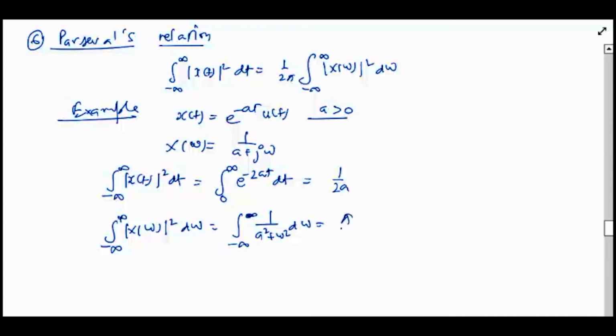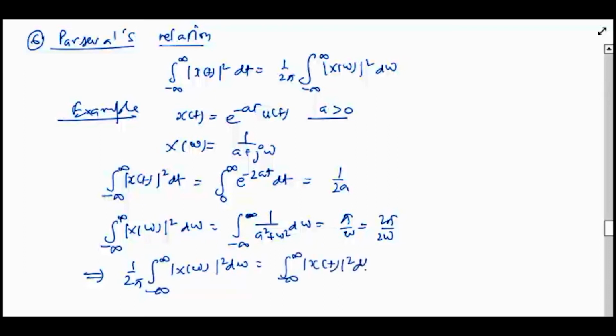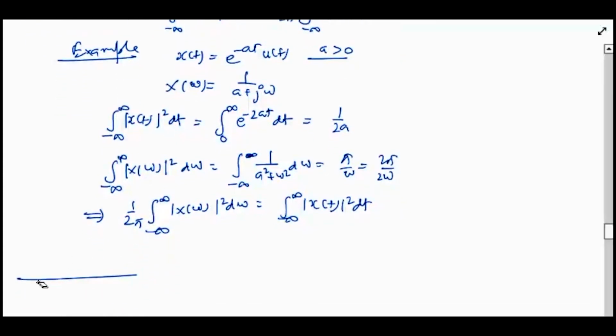This turns out to be pi over omega, or 2 pi over 2 omega. This last equality implies that 1 over 2 pi integral from minus infinity to infinity of |X(omega)| squared d omega is equal to the integral from minus infinity to infinity of |x(t)| squared dt, as claimed by Parseval's relation. So this is an illustration of Parseval's relation. Next we will see a few corollaries of these properties that we have already seen.